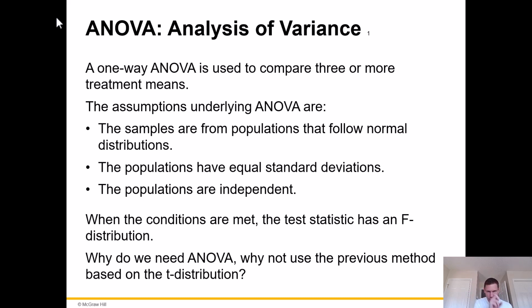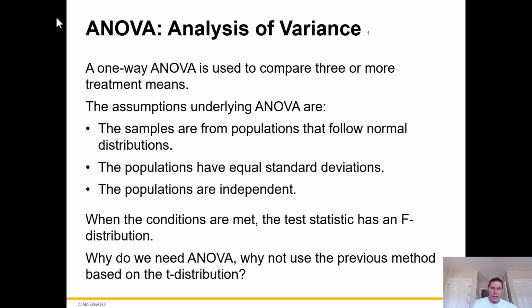So the underlying assumptions for ANOVA are the samples are from populations that follow a normal distribution. So think of the bell curve. The populations have equal standard deviations, and the populations are independent, so they're not related to each other. When the conditions are met, the test statistic has an F distribution.